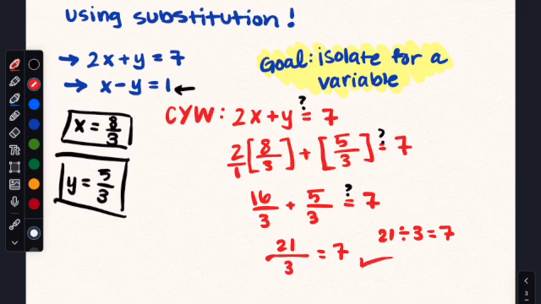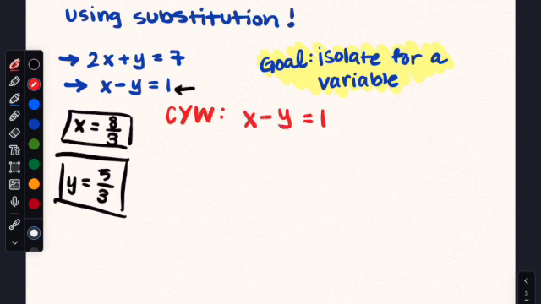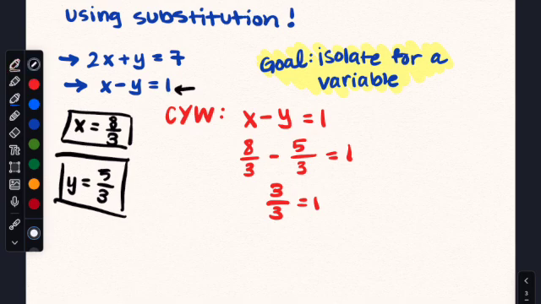So let's go ahead and check if these solutions also work for the next one. Now let's go ahead and plug in our x and y value. So 8 over 3 minus 5 over 3 equals 1. Since they already have a common denominator, we can go ahead and subtract them. So 8 minus 5 is going to get us 3. So we're going to have 3 over 3 equals 1. Now let's see if that's actually true.